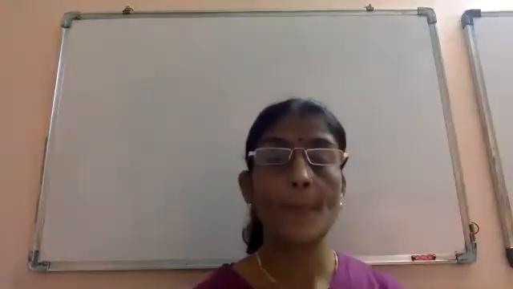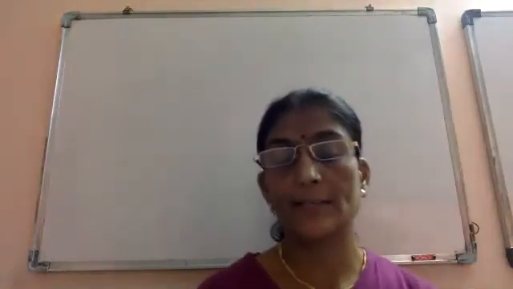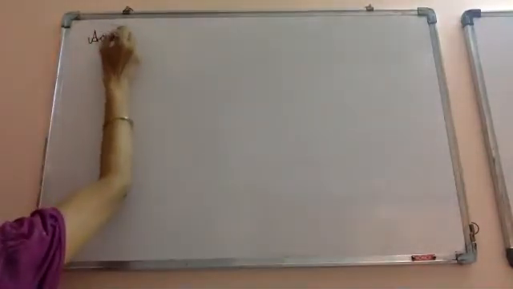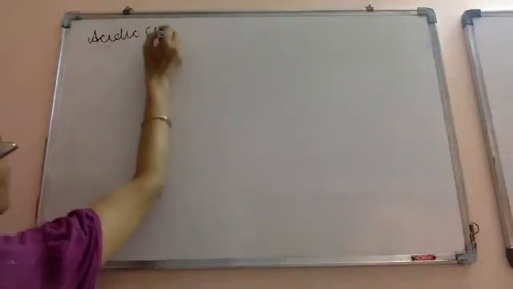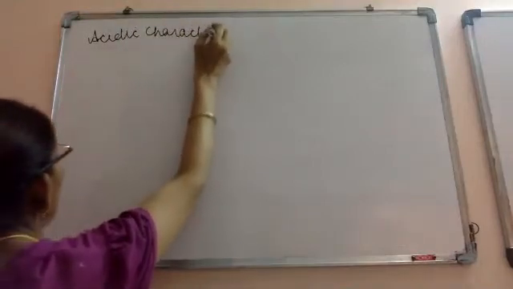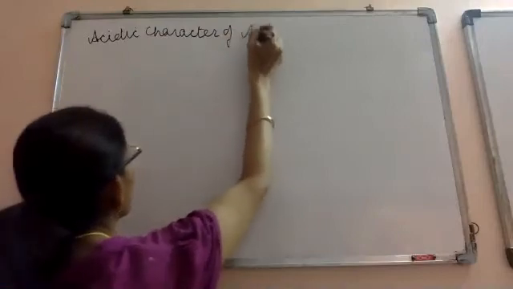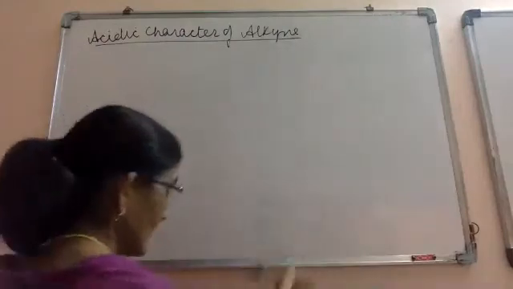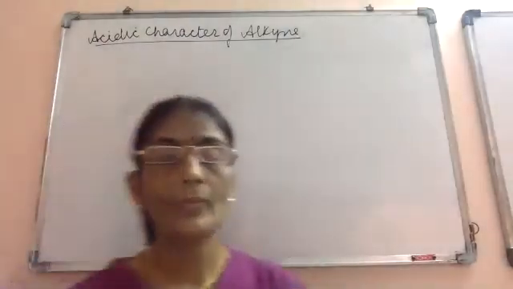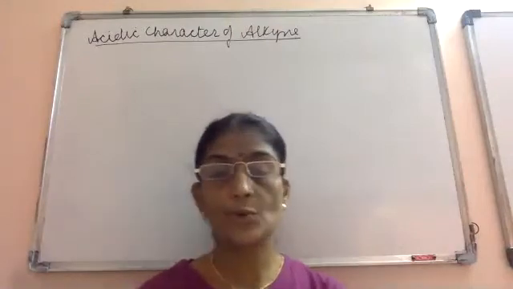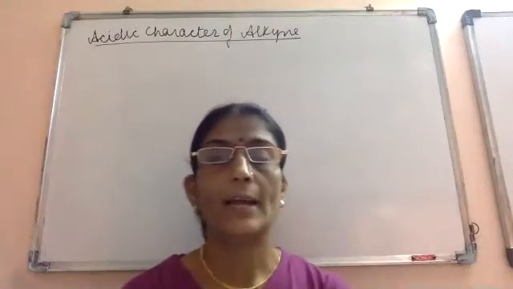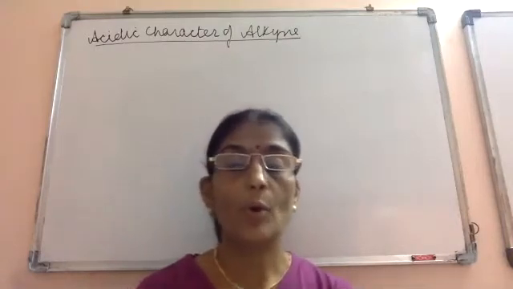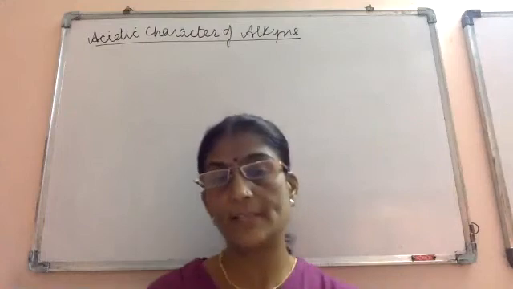The first is the acidic character of alkynes. How do we know that alkynes are acidic in nature? When they are treated with a strong base like sodium or sodamide, they form salt and hydrogen gas is released.